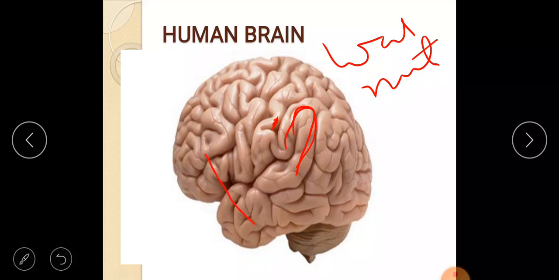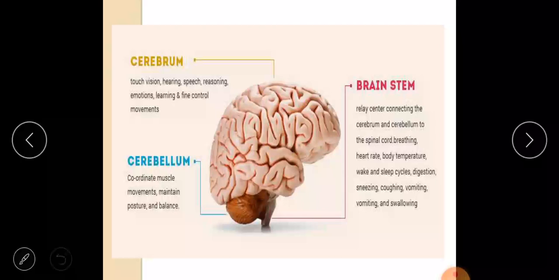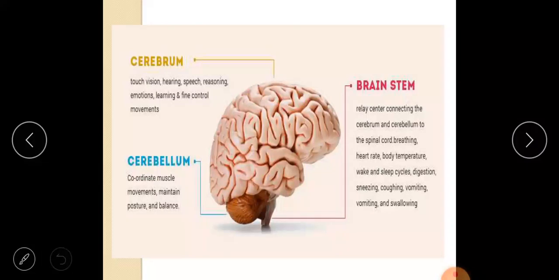This whole portion is the cerebrum. This one is the cerebellum, and this portion is the brain stem. Let us see the next one. You can see now in this figure, this part of the brain is the cerebrum here. This portion is the cerebellum, and this one is the brain stem. The functions of the cerebrum are also given here. I have already discussed all these parts with you.